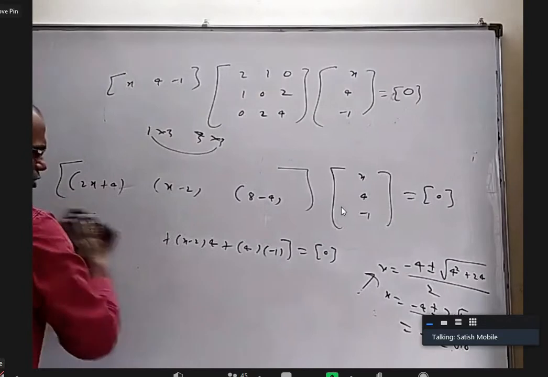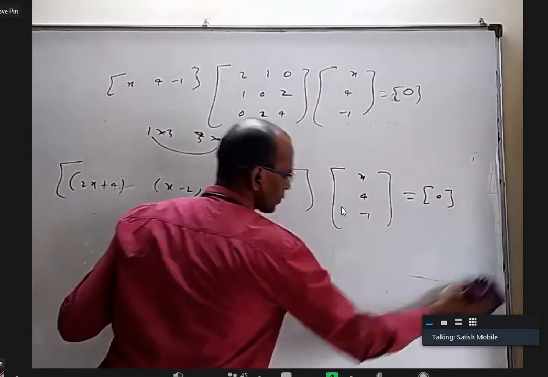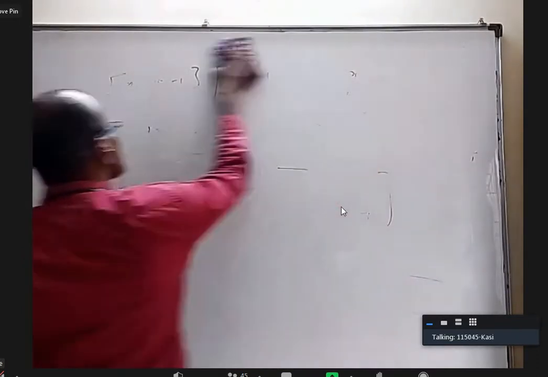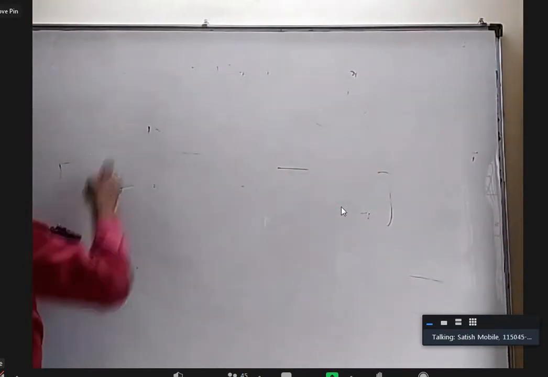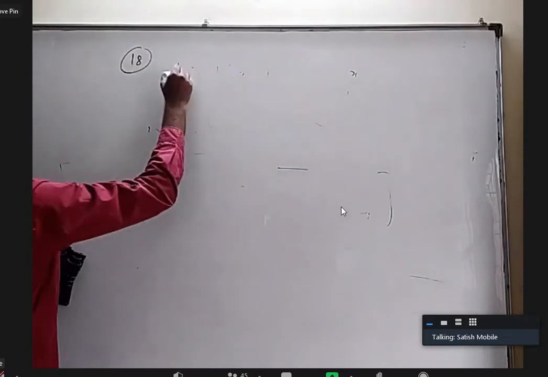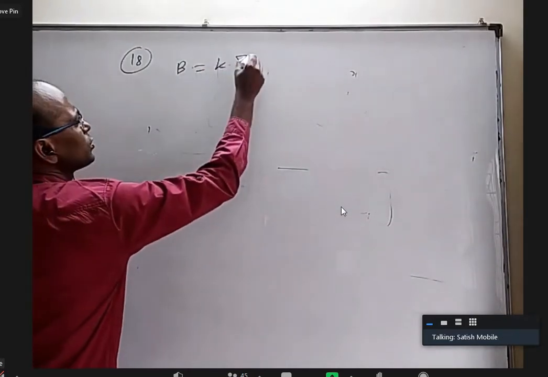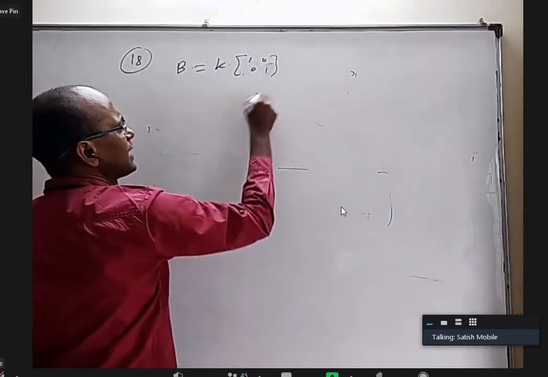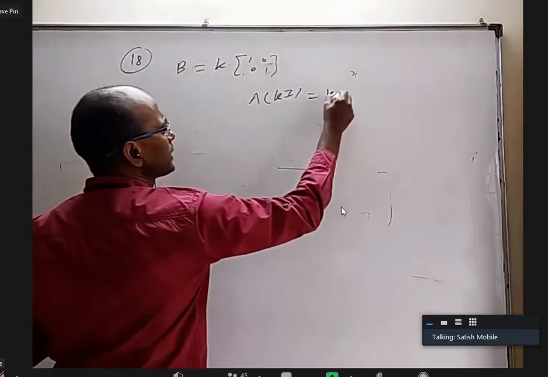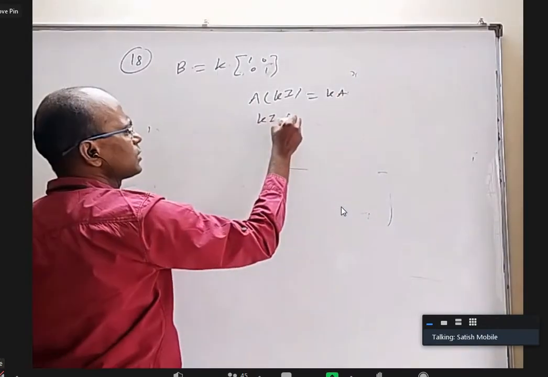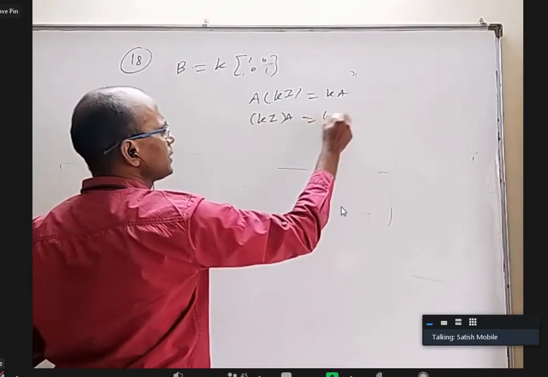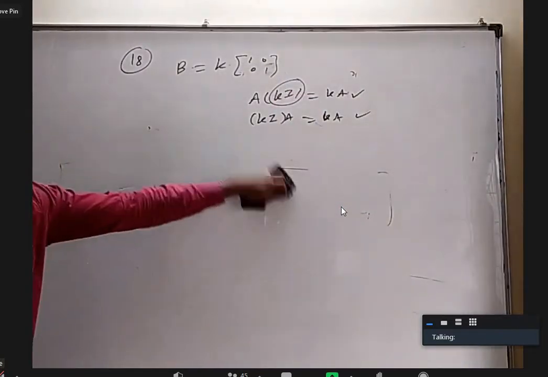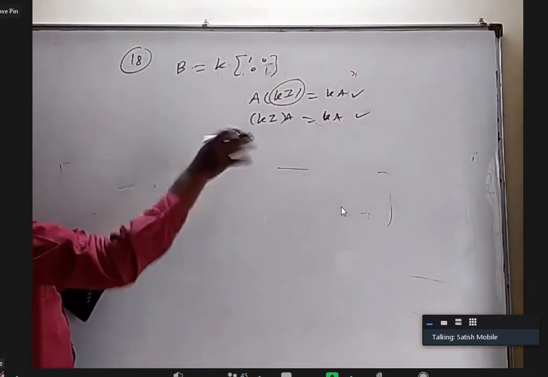Eighteenth, what is the matrix? First one, 1, 2, 3, 4. So 18th one, anybody can easily guess. B is equal to some K into identity matrix, because A into KI will be KA, and KI into A also will be KA. They will be equal, so I can take this as B, and K can be any natural number. That is a guessing one, and infinite cases are there.